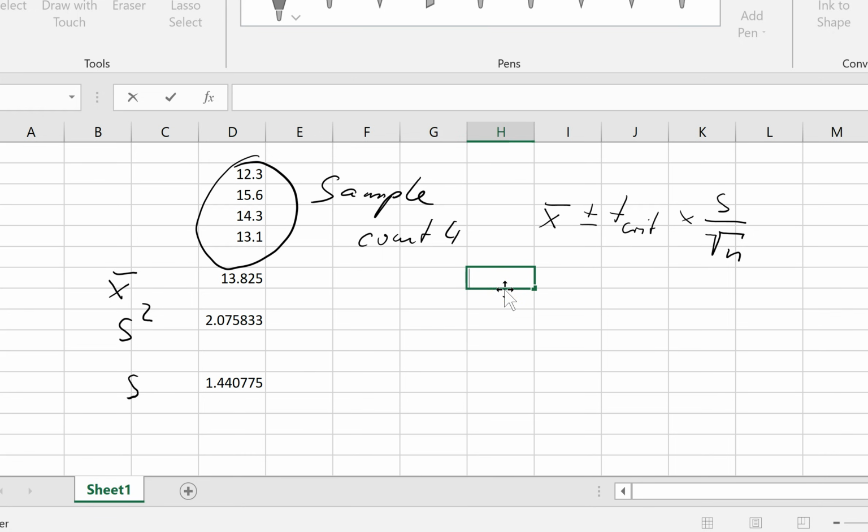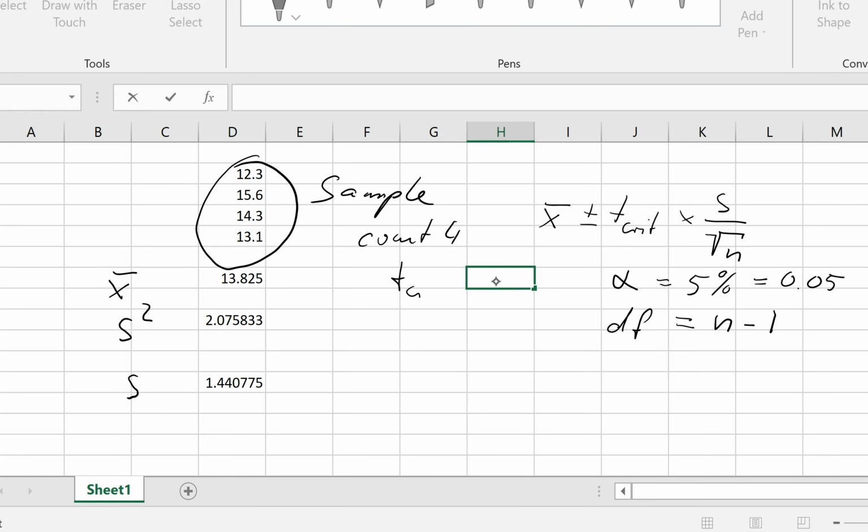For this we need information. We need an alpha value. This alpha would be 5%, which is the same as 0.05. And we also need something that's called degrees of freedom. Degrees of freedom in this case is sample size minus 1. So with this information we can calculate a critical t-value.